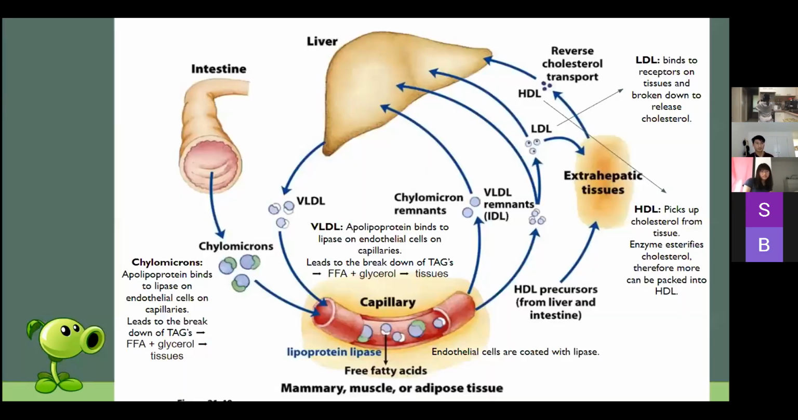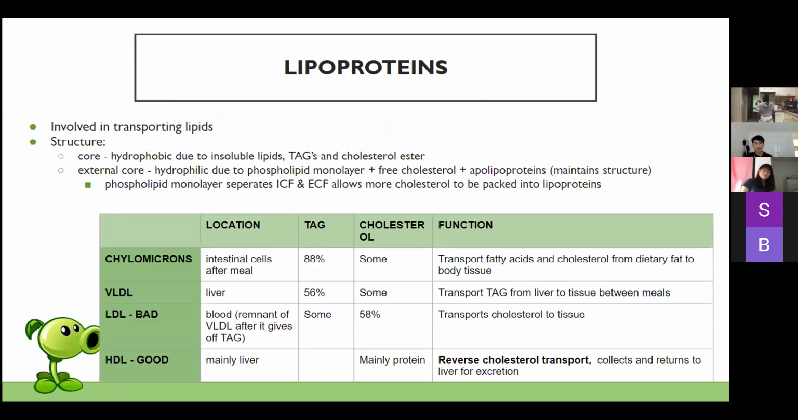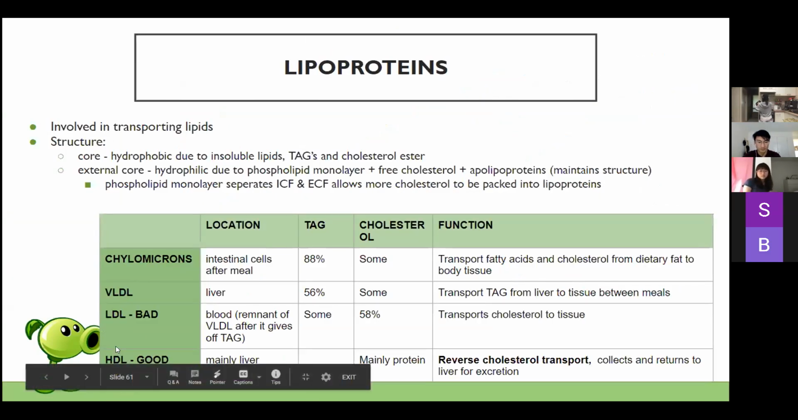So if we go back to this slide, we'll talk a bit about HDL. HDL stands for high density lipoprotein, right? So there's a high density of protein.